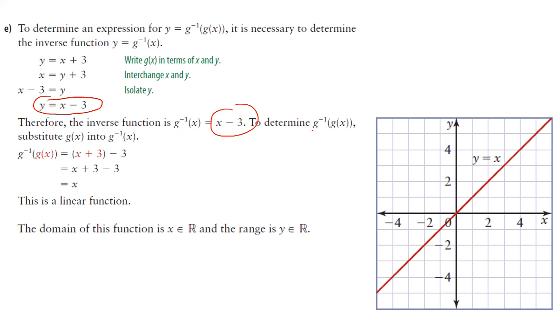And to determine the inverse of g of g(x), we can just substitute g(x) into the inverse of g(x). Therefore, the inverse of g of g(x) is x, right? And also, this is a linear function that crosses the origin. And of course, the domain of this function is the real number set, and the range is also the real number set. Okay.